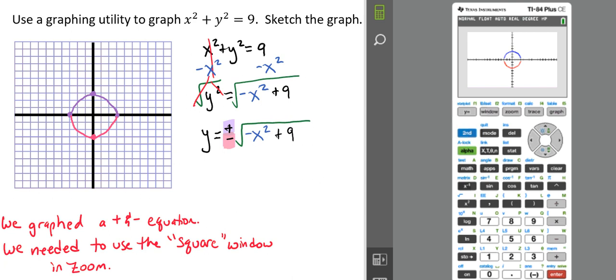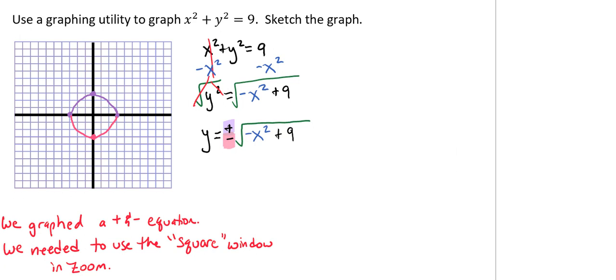So again, it's important to remember that when you're taking the square root, you have to graph the positive and the negative unless it tells you otherwise. And when you graph a plus or minus equation, you need to use the square window in the Zoom function. So that's a big deal as well.